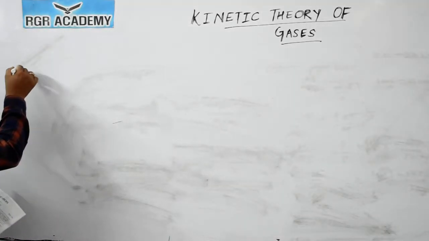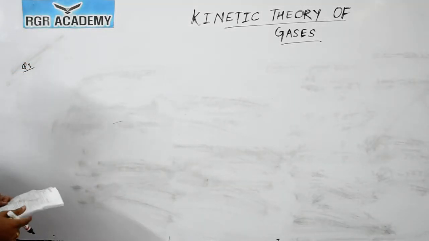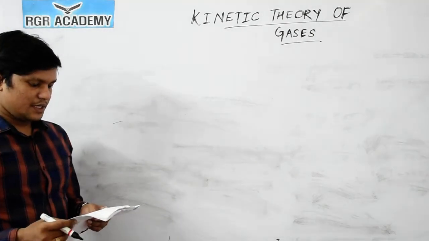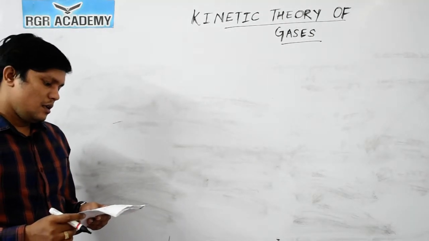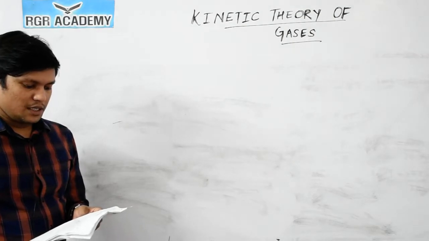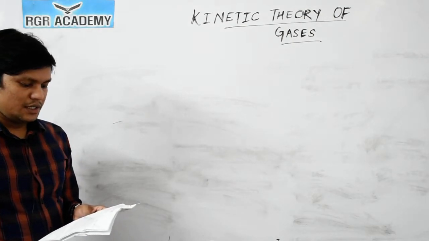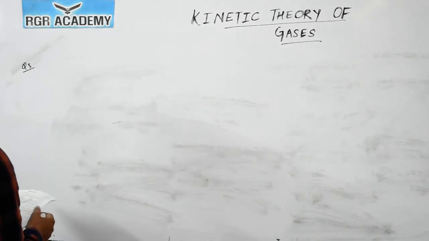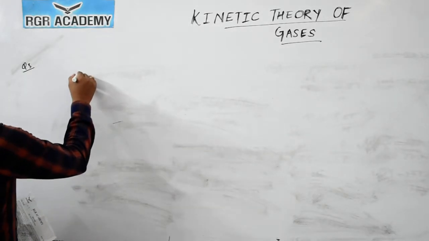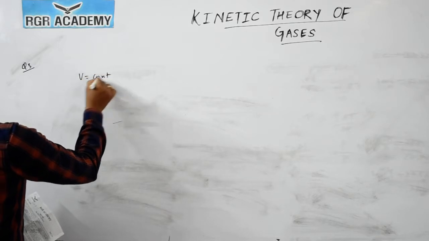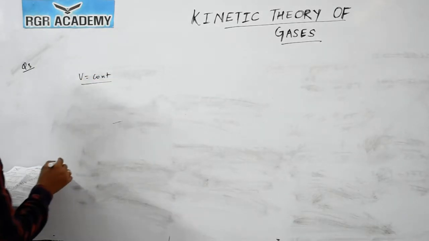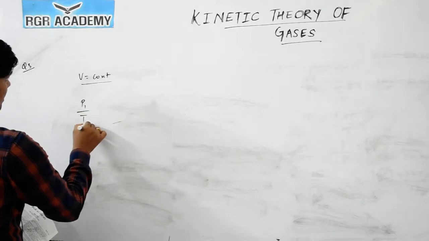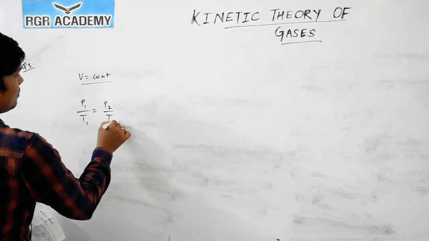So the third question is, if the pressure of gas contained in a closed vessel is increased by 0.4% when heated by 1 degree Celsius, the initial temperature must be... Now in this case, closed vessel means volume is constant. If the volume is constant, we can write P1 by T1 is equal to P2 by T2.